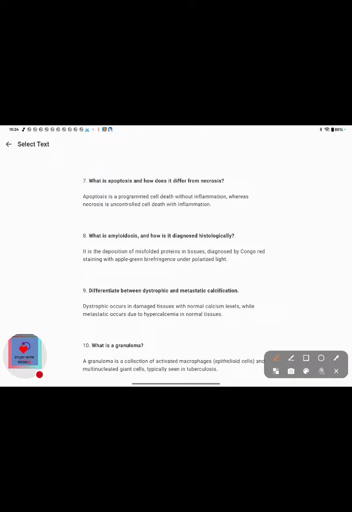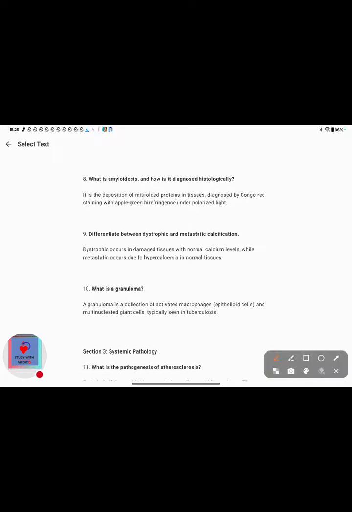Whereas necrosis is uncontrolled cell death with inflammation. Necrosis is like someone murdering the cell. If someone is murdering, you will see inflammation. In apoptosis, it is like a self-suicide, so there is no inflammation. In necrosis, there is inflammation, uncontrolled cell death. Apoptosis is a programmed cell death. The person decides when they want to die, what date, what time. But in necrosis, it is uncontrolled.